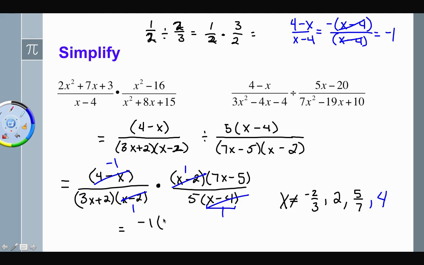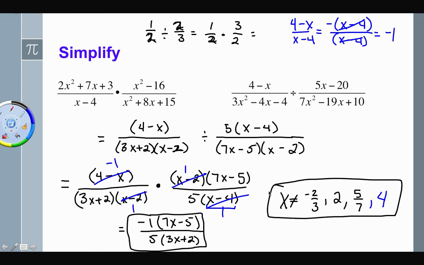I have a 7x minus 5 over, I have a 5 here. I like to put numbers in the front of parentheses. And a 3x plus 2. And we are done. We have that piece and we have that piece as part of our final answers. They are connected. They must both be there as part of your final answers.